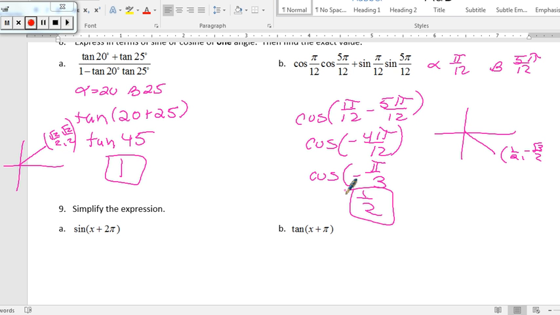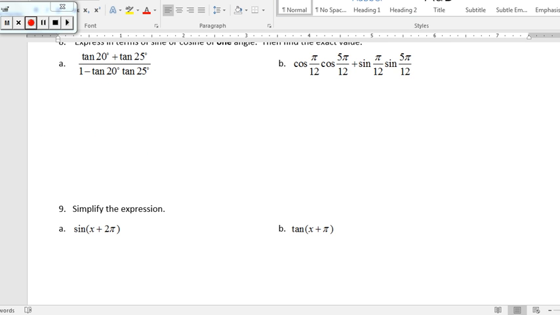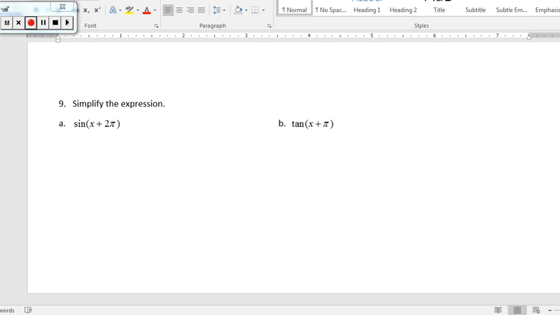Okay, we just have one more with 2 little examples to do, and we'll be done with this lesson. We're just looking to simplify the expression. This is a sum formula for sine. So it's going to be the sine of x times the cosine of 2 pi, plus the cosine of x times the sine of 2 pi. Sorry, folks, I misspoke at first.